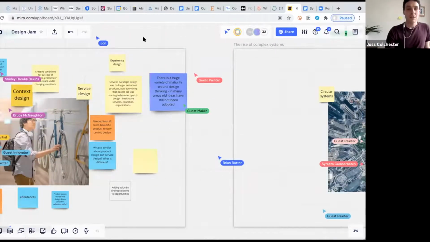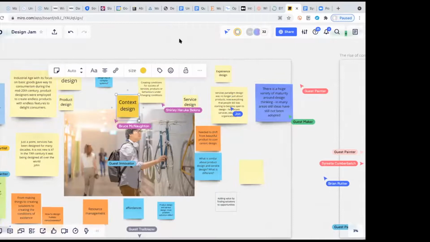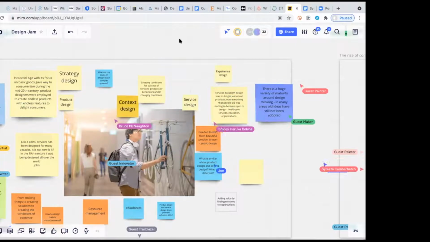So, okay, context design. Who put that up there? Just Dinkar, that was me.